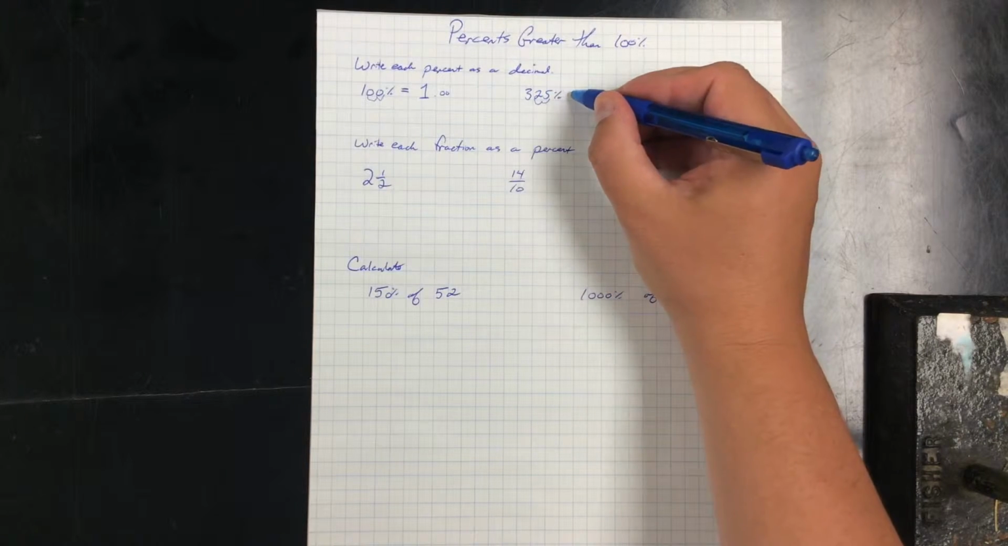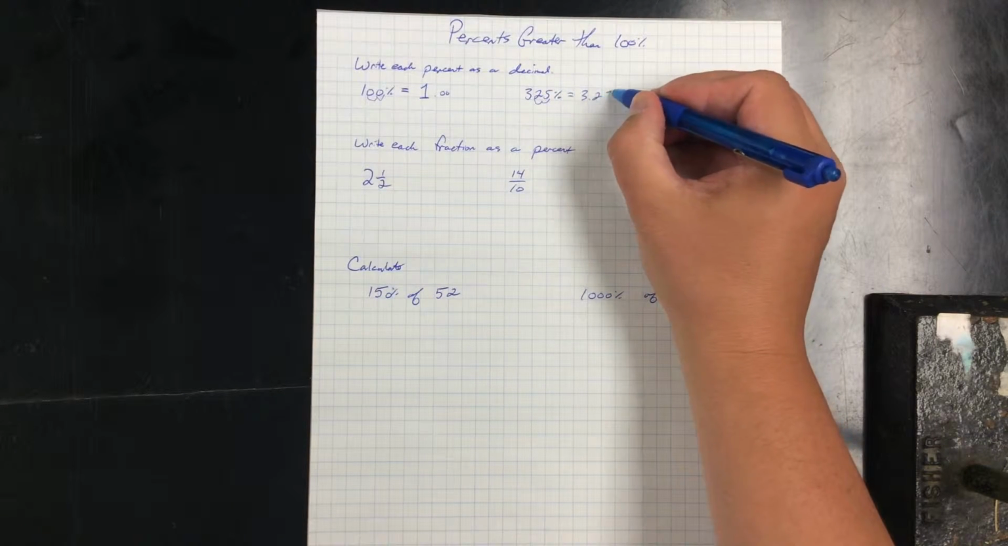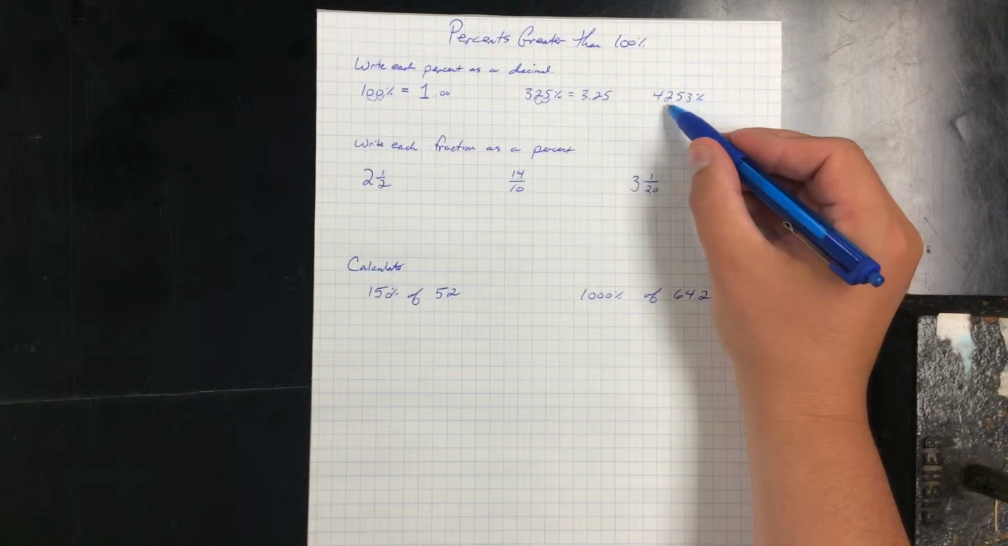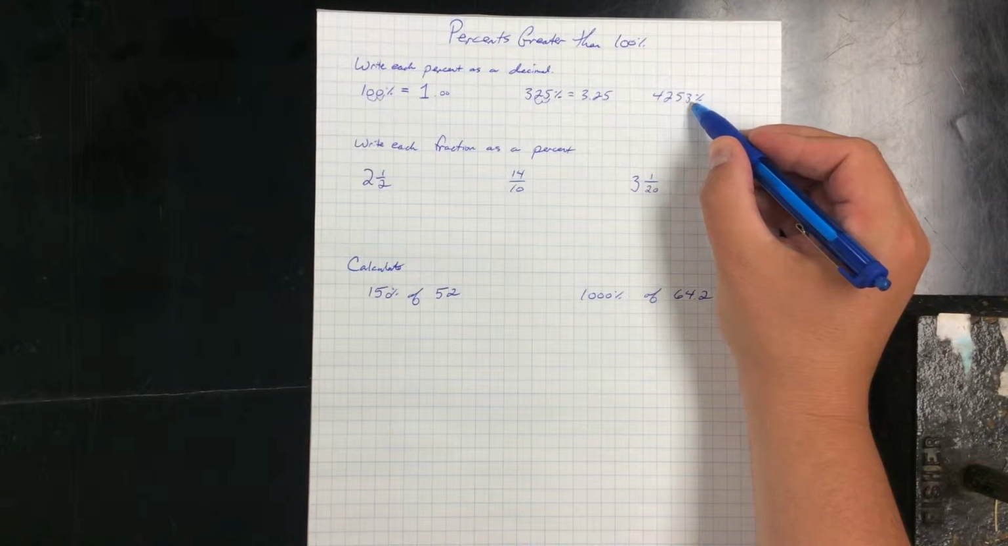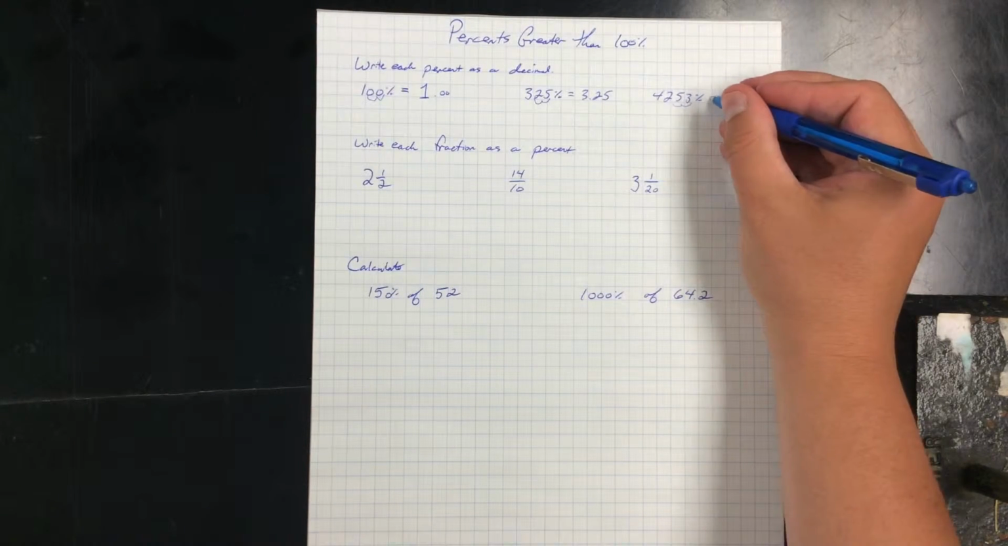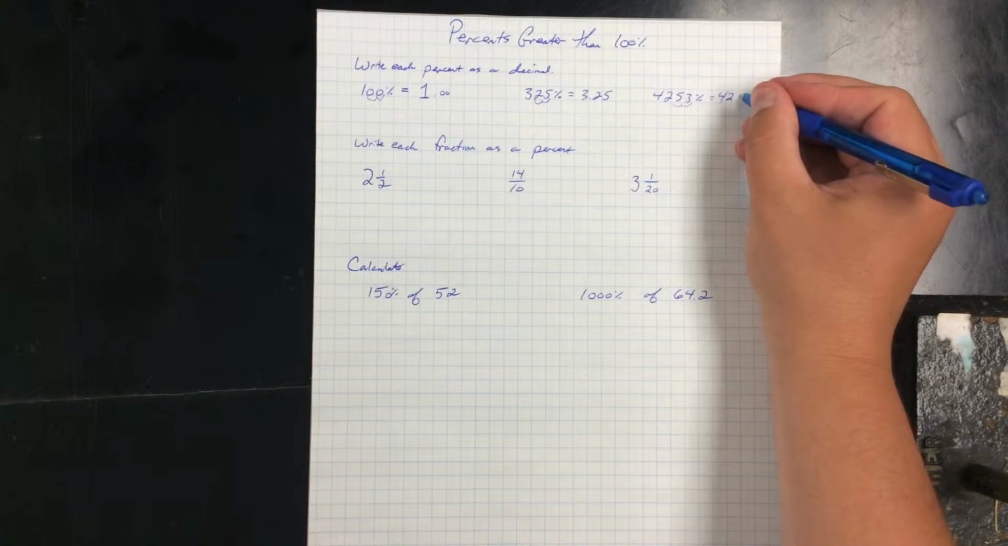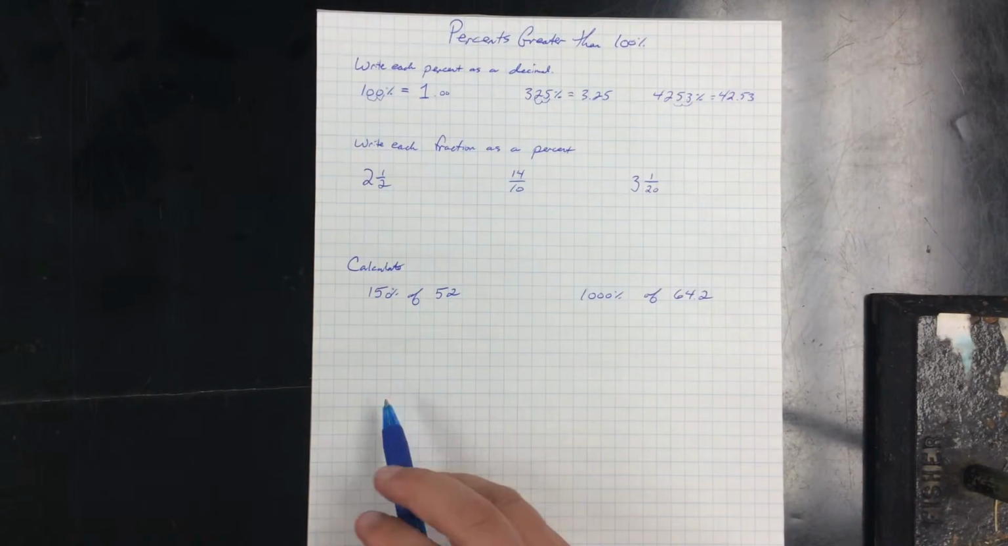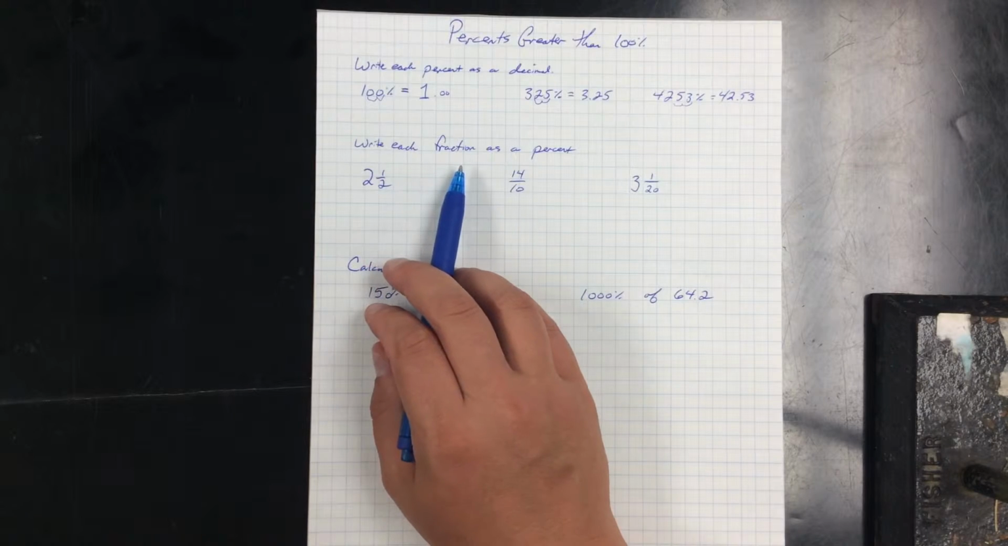325%, I divide by 100, I end up with 3.25. And if I take 4,253% and divide by 100, I end up with 42.53. Okay, write each fraction as a percent.